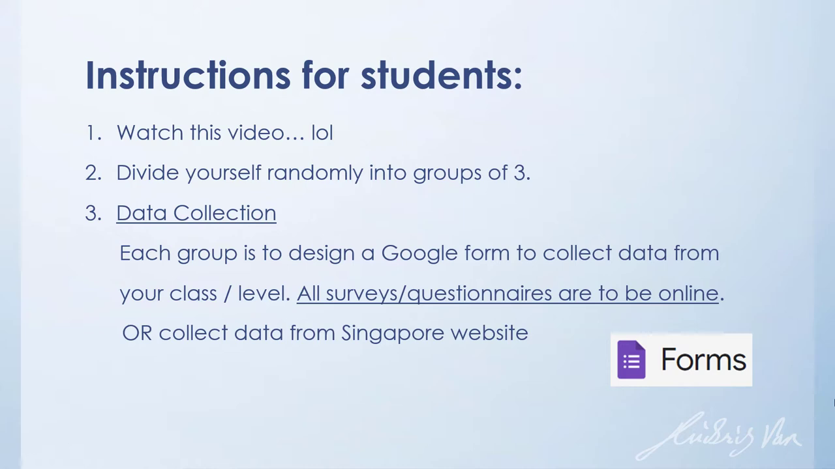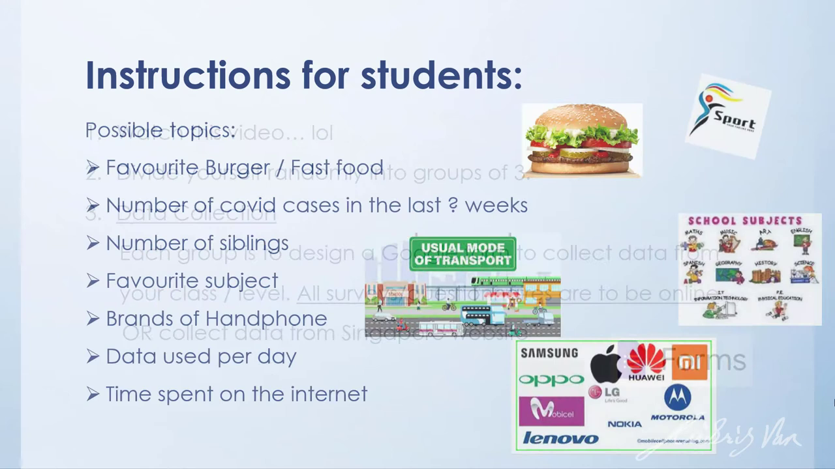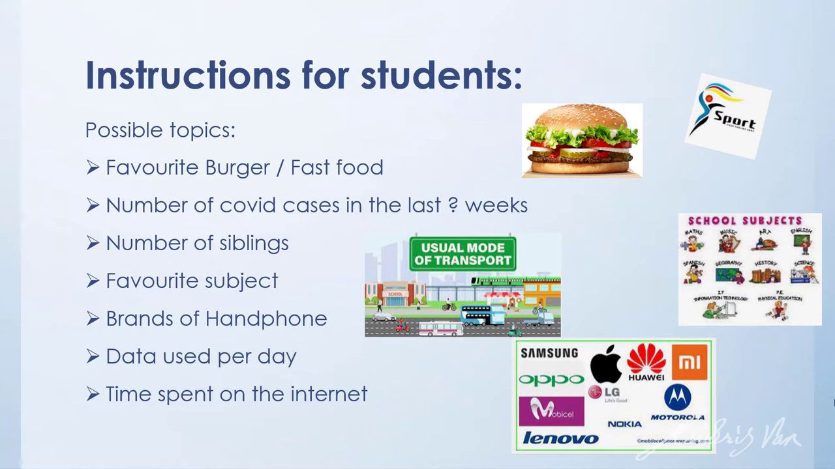For example, you will see later on. So what are the possible topics? Such as favorite burger or fast food chain, number of COVID cases in the last 2, 3, or 4 weeks during the June holiday. I think that will be very interesting. So this is one of the possible topics that you can get from online resources. Number of siblings, you can survey your classmates or your level mates. Favorite subject, brand of handphone, data usage per day, time spent on handphone per day, time spent on the internet per day. So these are all possible topics that you can pick.